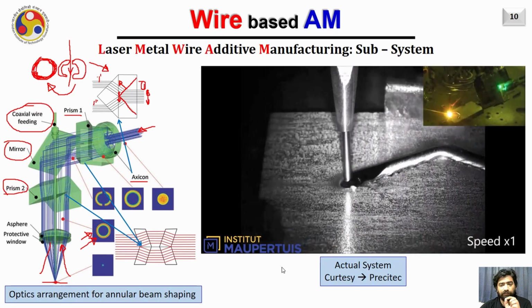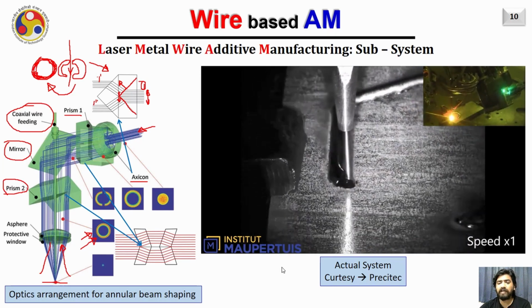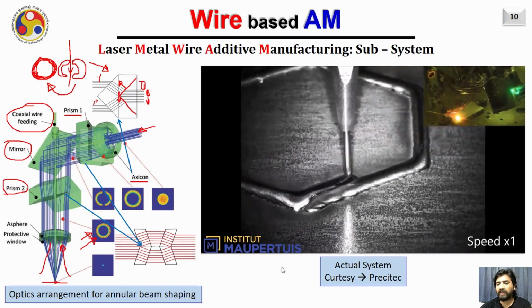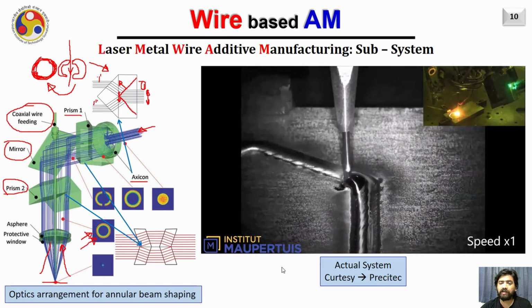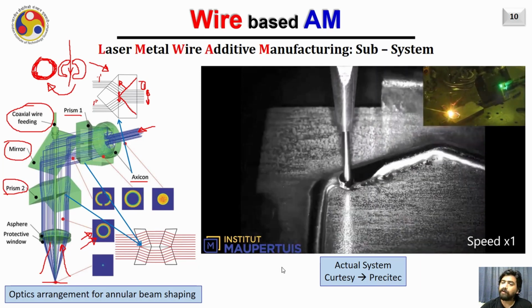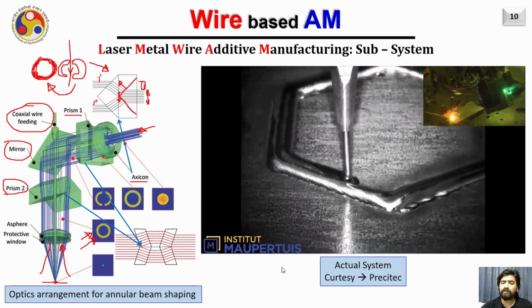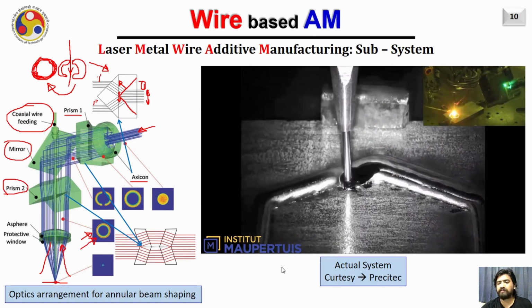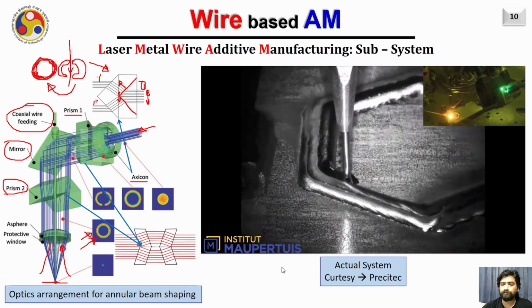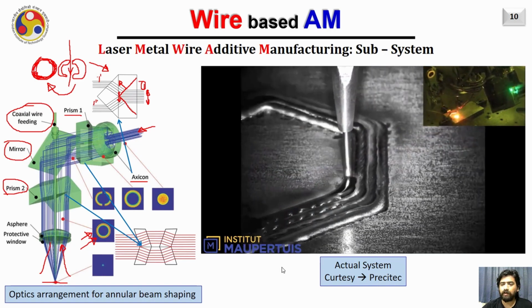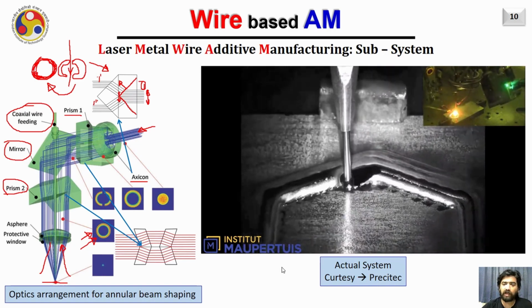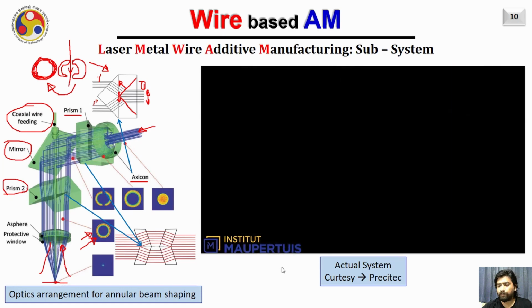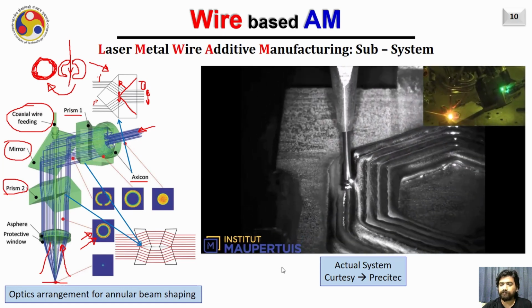Now one can appreciate a very important thing here. There is nothing like front feeding, back feeding, or side feeding here, which we discussed earlier in the case of lateral feeding systems. Here there is always a consistent feeding, and the wire is coming from the top. This type of head is particularly developed by Precitec.